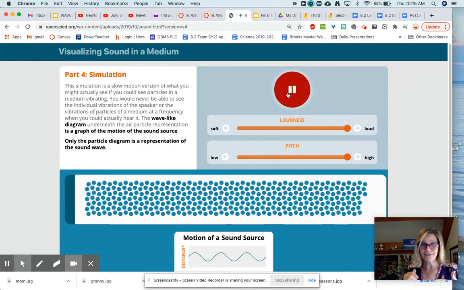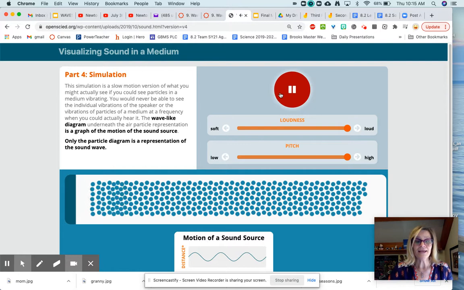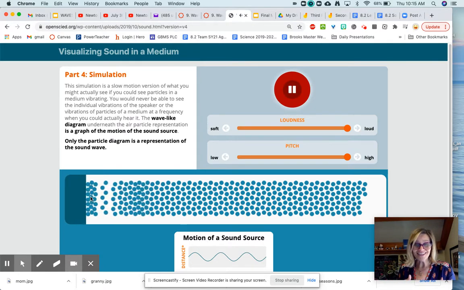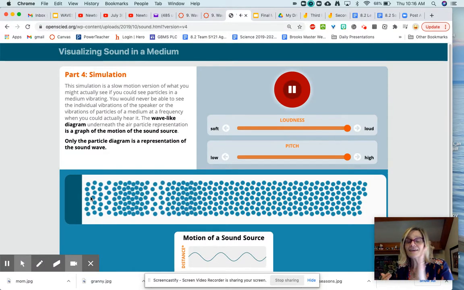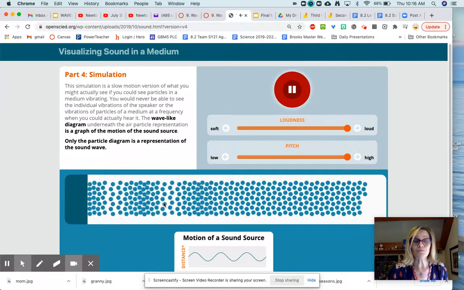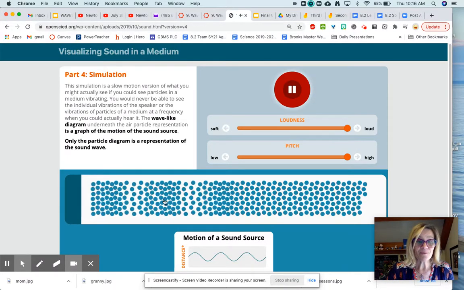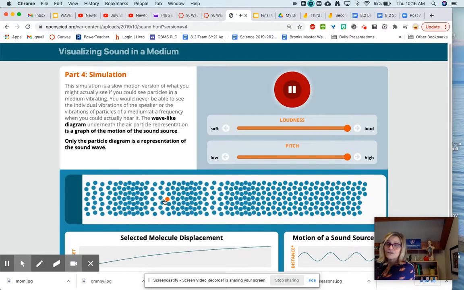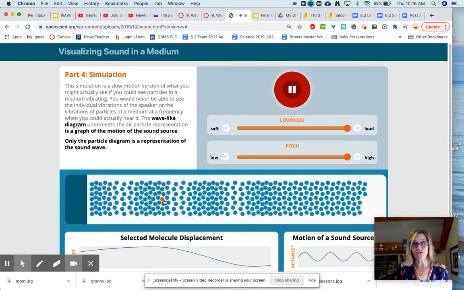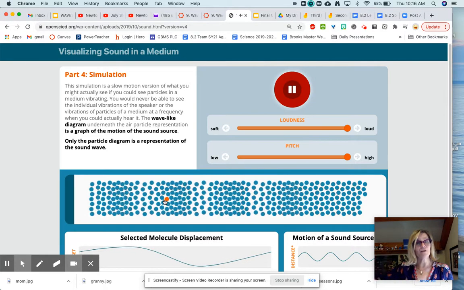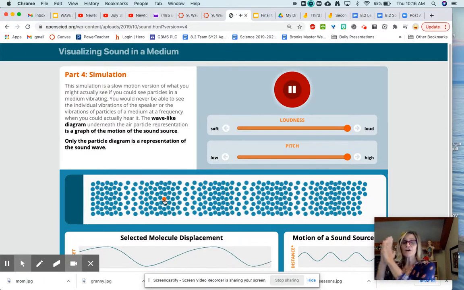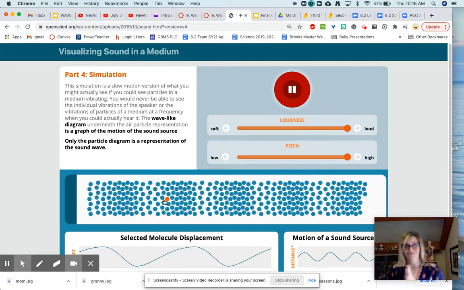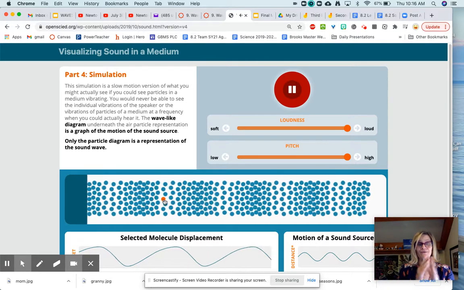What is happening when the sound source starts moving? It's a force, and it's using energy to push the particles. The particles are not moving all the way. Look at that red particle. It's not moving all the way across. What is moving all the way across? What is being transferred from one particle to another? That's what we talk about.